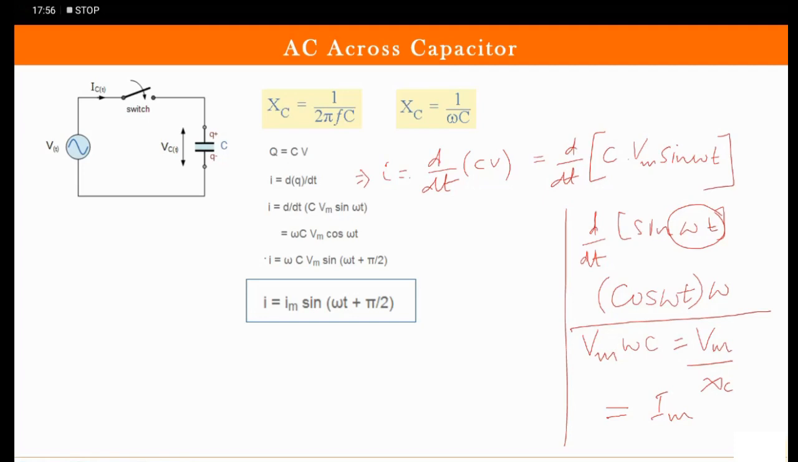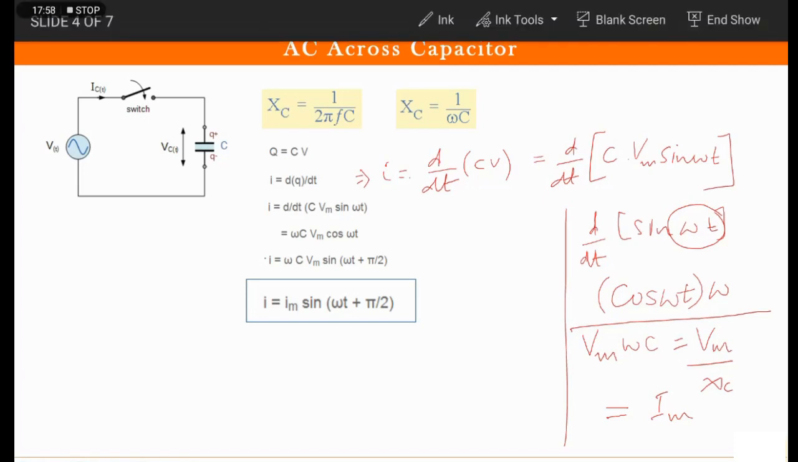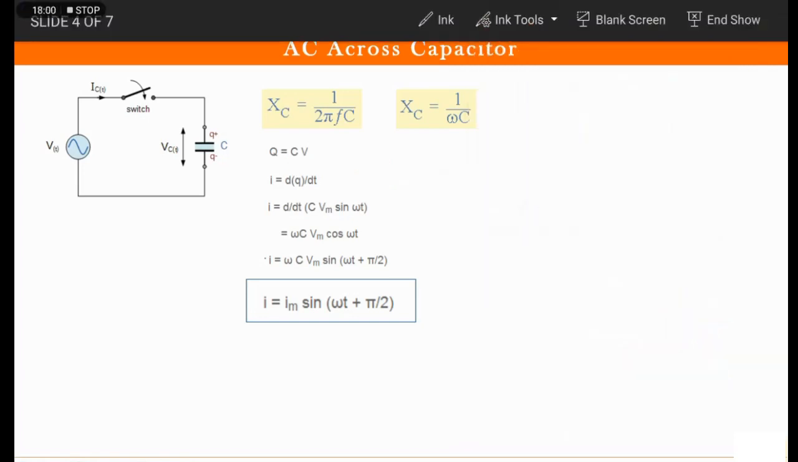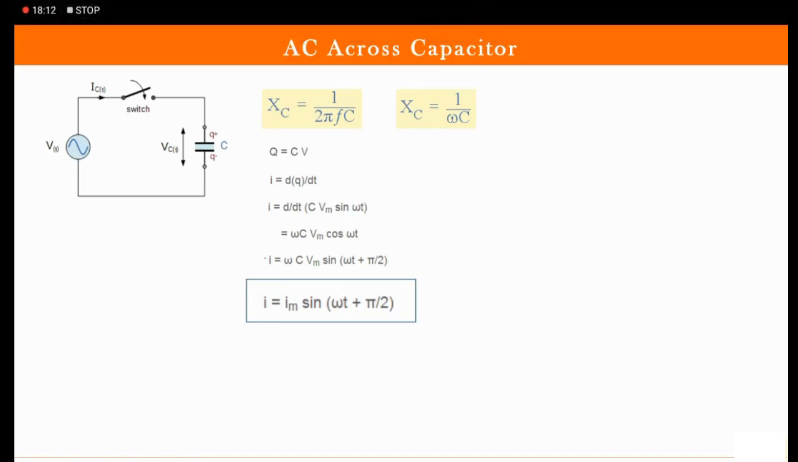So here again it is clear that what I asked you to arrive at a conclusion after looking at this equation. So what is your conclusion? I want you to repeat with me that the current in case of capacitor leads the voltage by 90 degree. Yes, very good. So see here, the phasor diagram is shown.